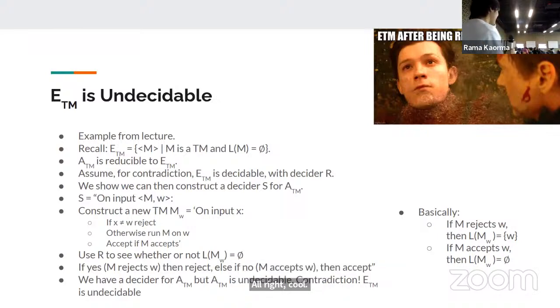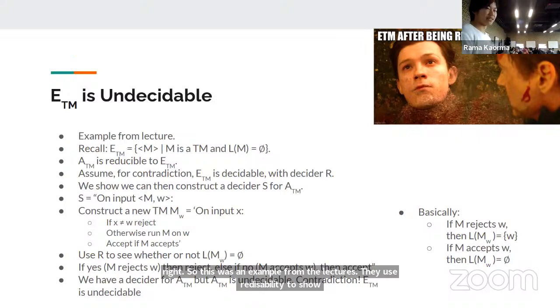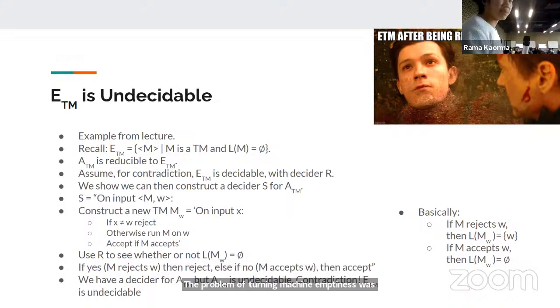All right. So this was an example from the lectures. They use reducibility to show that the problem of Turing machine emptiness was undecidable. Turing machine emptiness takes a Turing machine, let's call it M, and checks if the language it produces is empty, so it rejects everything. The point of this slide is to show how our general format maps onto this example, so I'll go through the steps that happen. Our target language is Turing machine acceptance. We prove that Turing machine acceptance is reducible to Turing machine emptiness, right?